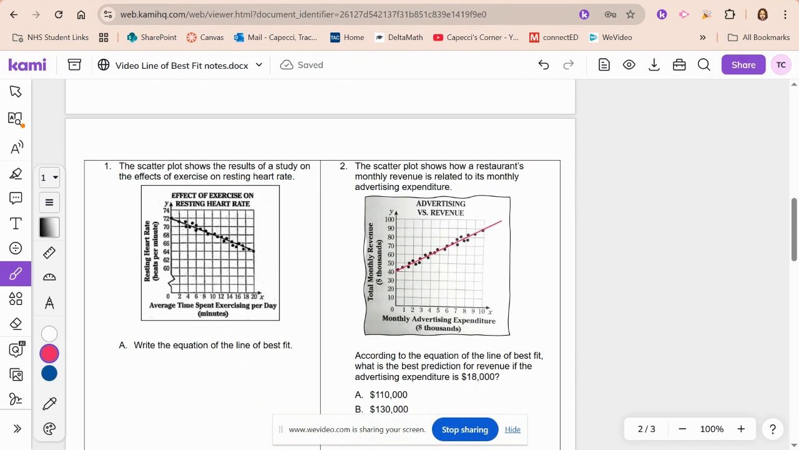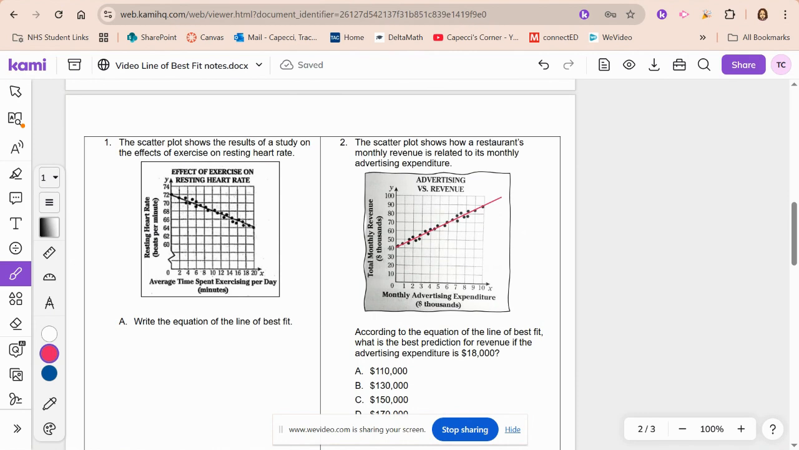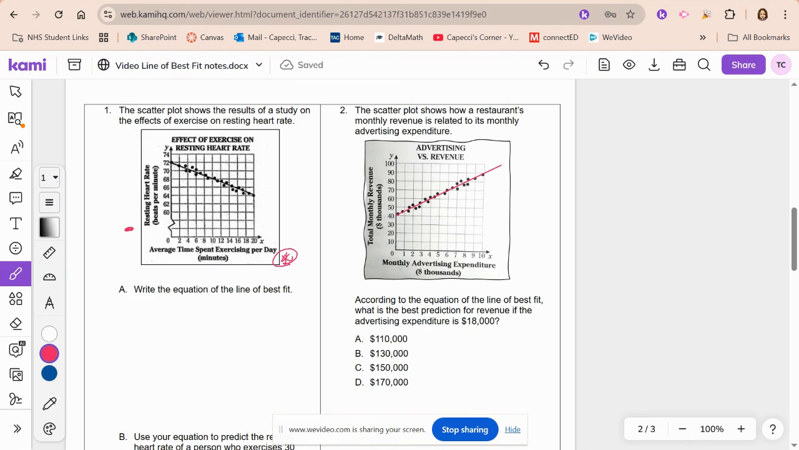So let's look at number 1. It says the scatter plot shows the results of a study on the effects of exercise on resting heart rate. So I can see my x-axis, that's in minutes, average time spent exercising per day in minutes. And on my y-axis is the resting heart rate, and that's beats per minute. So there are points there, and the line of best fit is drawn for you. So now we have to write the equation of the line.